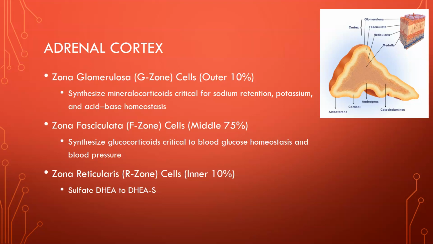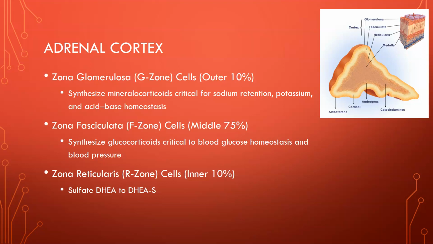There's the zona glomerulosa, or G-zone cells, and they're the outer 10%, so we're going from outside in. These cells synthesize mineralocorticoids that are critical for sodium retention, potassium, and acid-base homeostasis. An example of those would be aldosterone.